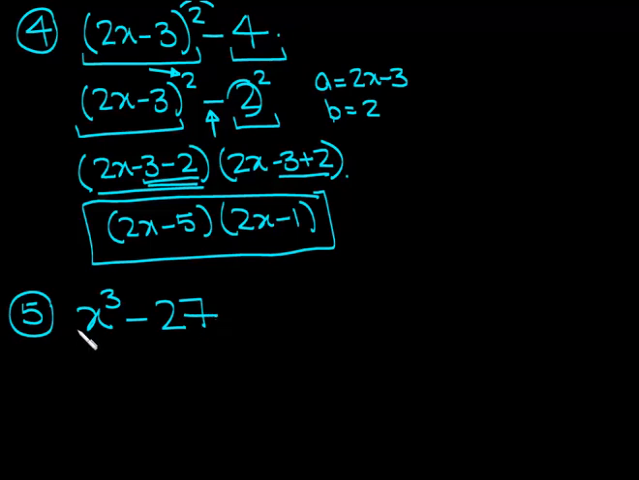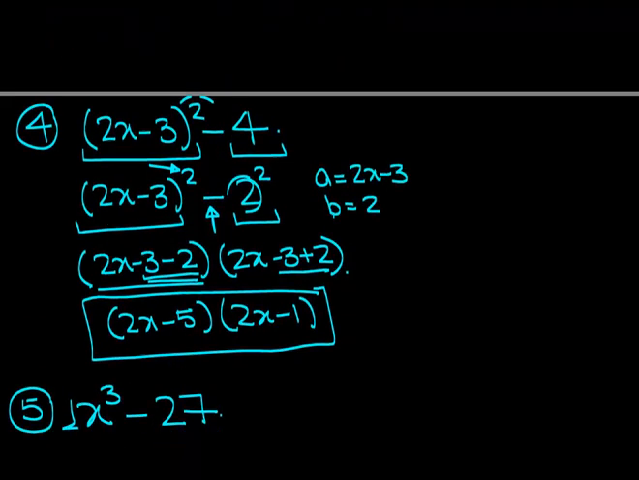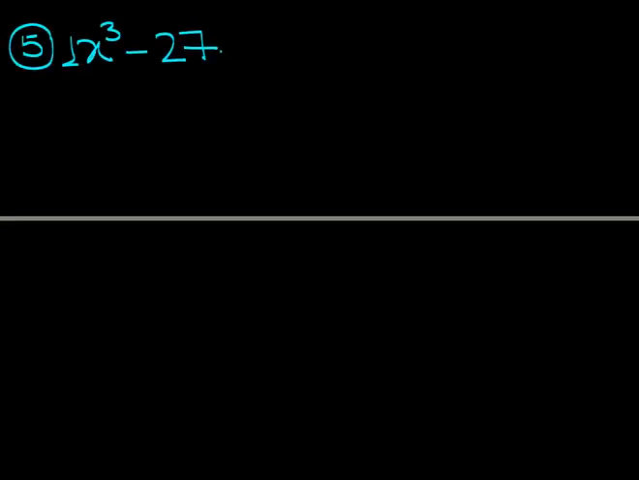Okay, there's nothing in common. There's a 1 here, there's no x here, so there's no greatest common factor, so I can't take out any factors. The next thing is I look at the number of terms. I have two terms, so I want to use a formula.